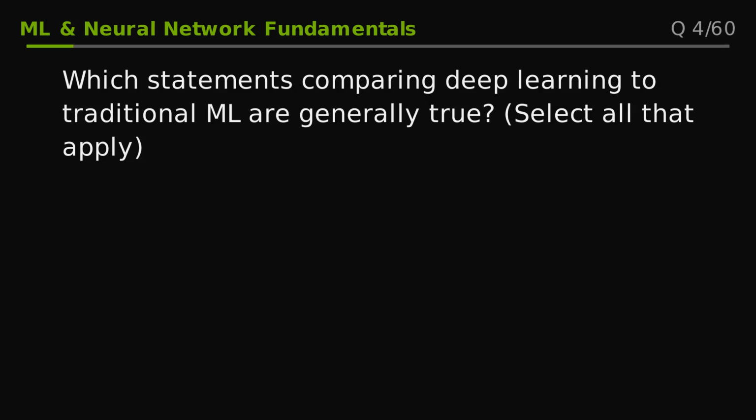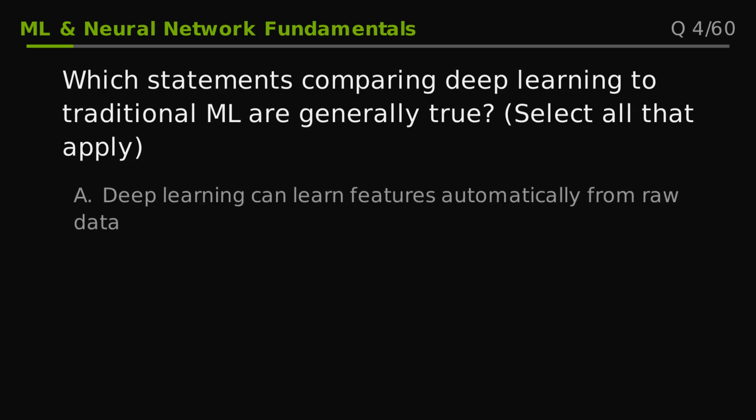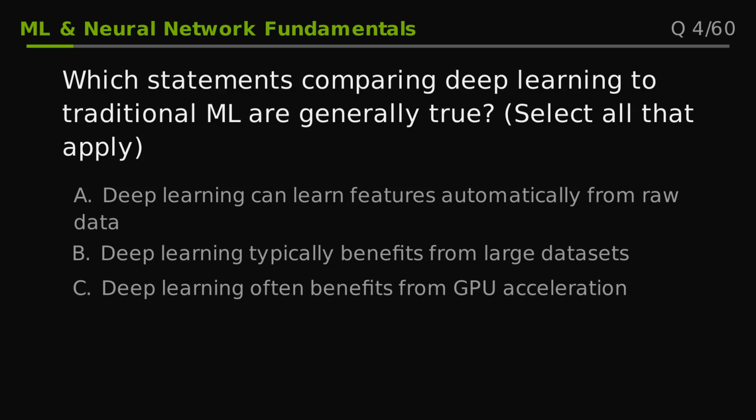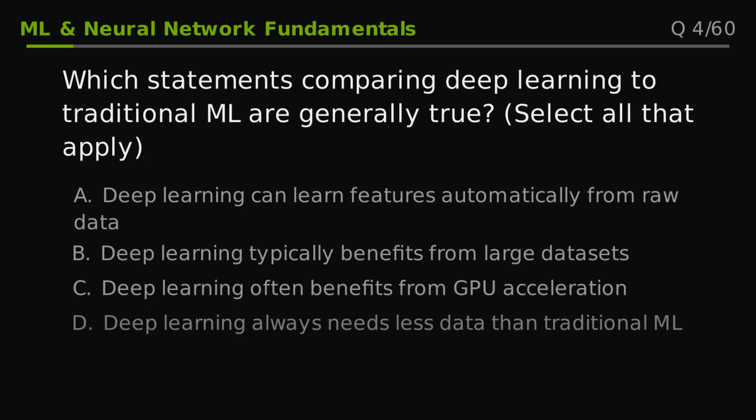Question 4. Which statements comparing deep learning to traditional learning are generally true? Select all that apply. Option A. Deep learning can learn features automatically from raw data. Option B. Deep learning typically benefits from large datasets. Option C. Deep learning often benefits from GPU acceleration. Option D. Deep learning always needs less data than traditional learning.